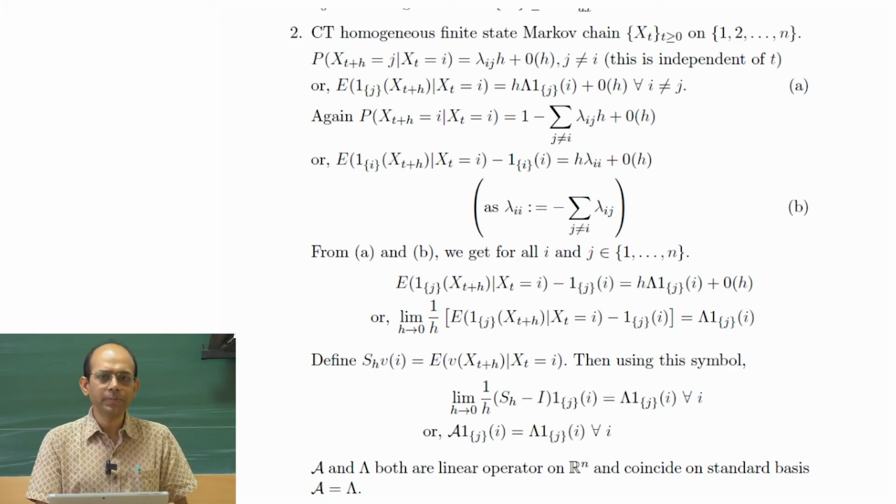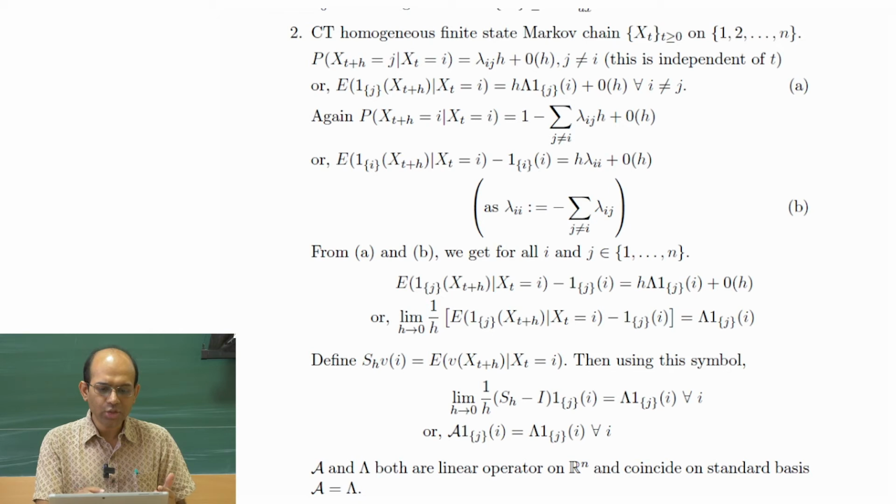So from A and B, we now get that for all i and all j in 1 to n, the expectation of 1_j... See that here in A I have the expectation of 1_j at X_{t+h}, and here I have the expectation of 1_i at X_{t+h}. If you see carefully, here I have only one term on the left hand side, and here I have two terms, but in this term, if I put j instead of i, where j is not equal to i, this term would become 0, as if this is also there, but we have 1_i of j.